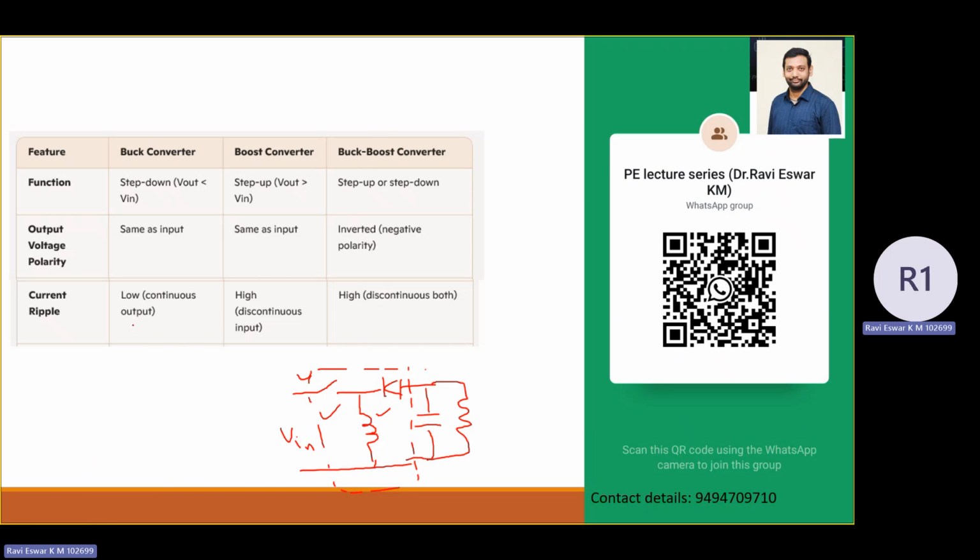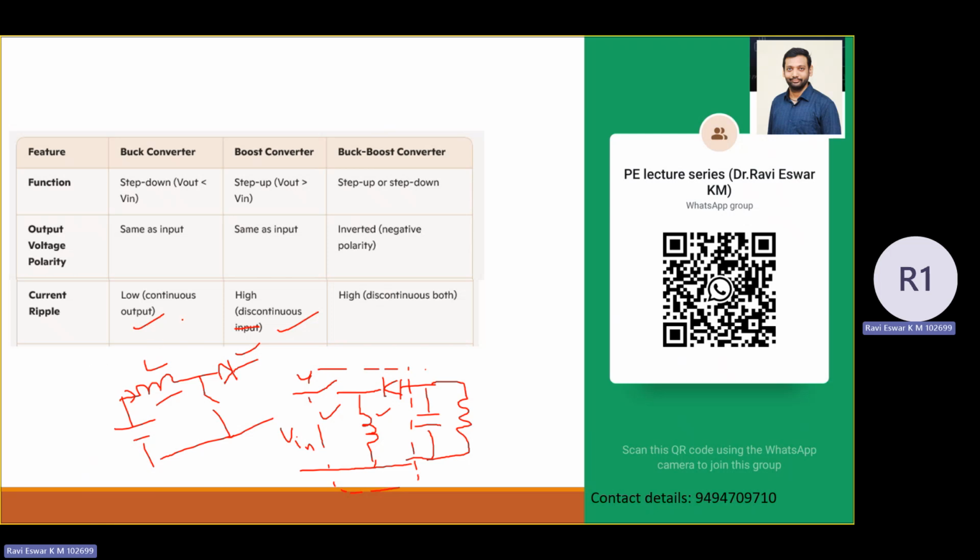Whereas for the boost converter, the output current ripple is high. In the boost converter, at the input side the current is continuous, because the inductor is present at the input side. There is a switch here and a diode here. At the output side, the current is discontinuous.